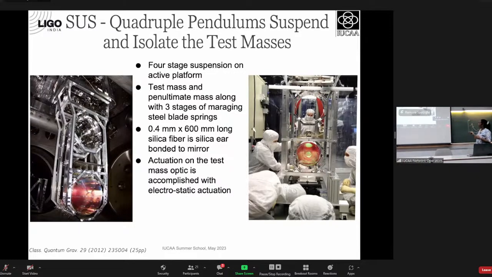So this is how a quartz suspension looks. This is stage 1, this is stage 2, and then you have stage 3 and stage 4 of that. So that's how a test mass will look when it's suspended inside the chamber.